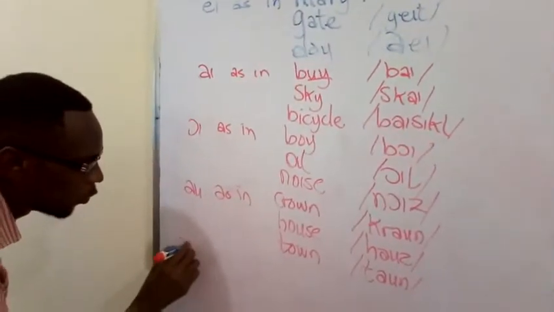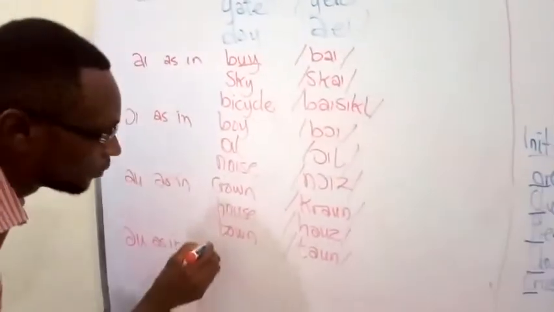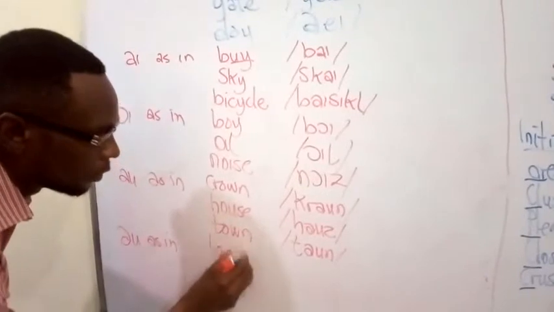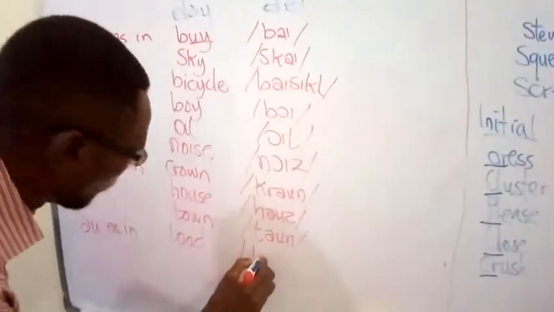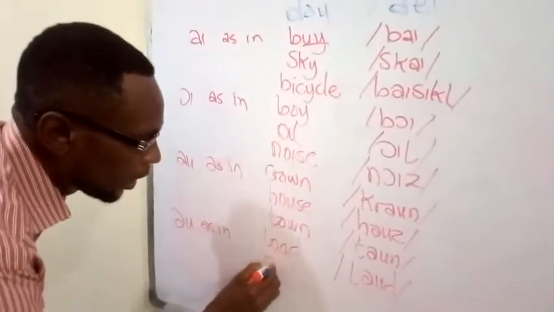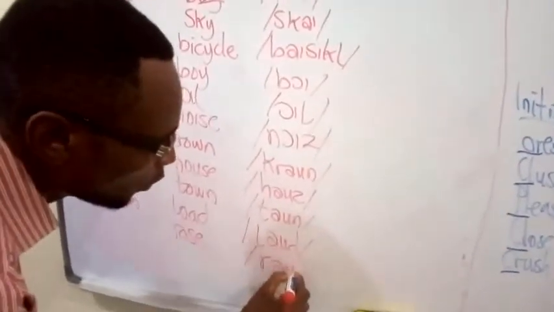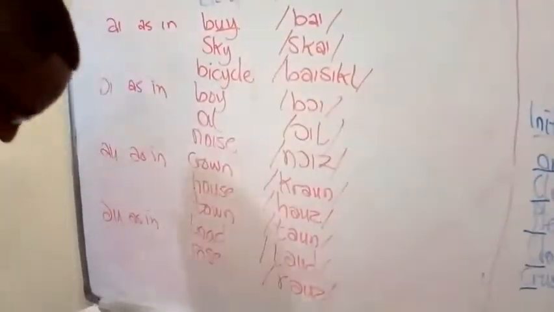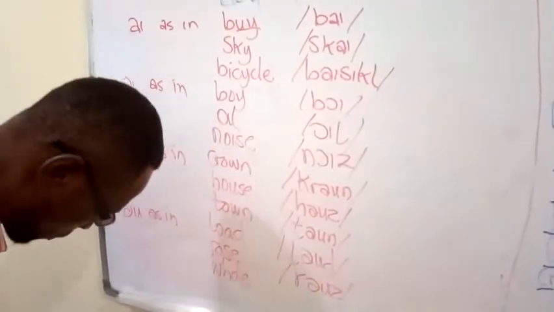O. Remember I told you I'm going to give you only 5 out of the 8 diphthongs. O. Load. After that, we have this beautiful rose. Who is Rose there? Rose. Please be fast. My time is ticking. Roll.